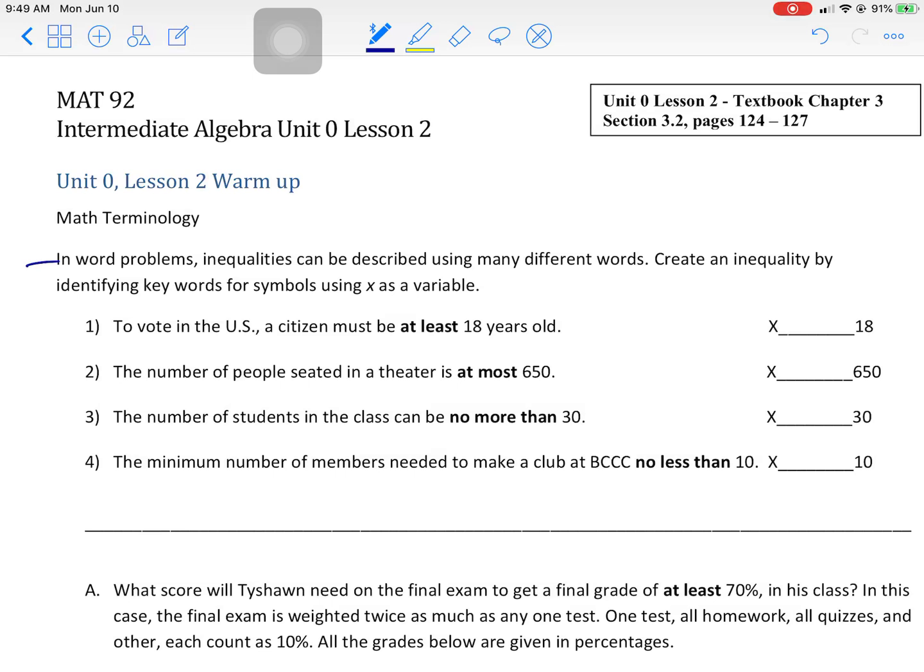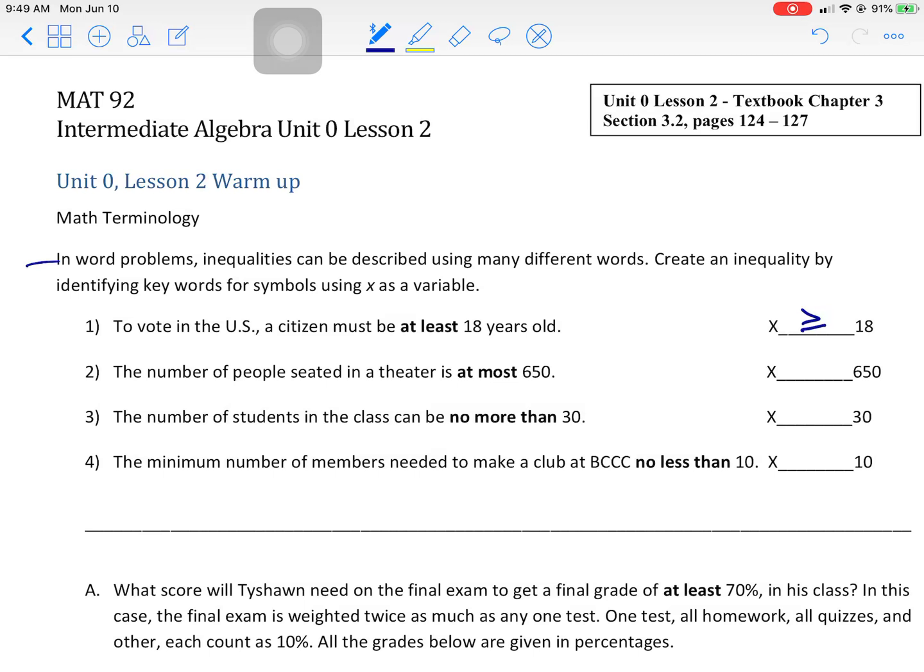All right, so if you're reading through a word problem and it says, to vote in the United States, a citizen must be at least, so what's the symbol for at least 18 years old? At least. So you have to be greater than or equal to 18, okay?